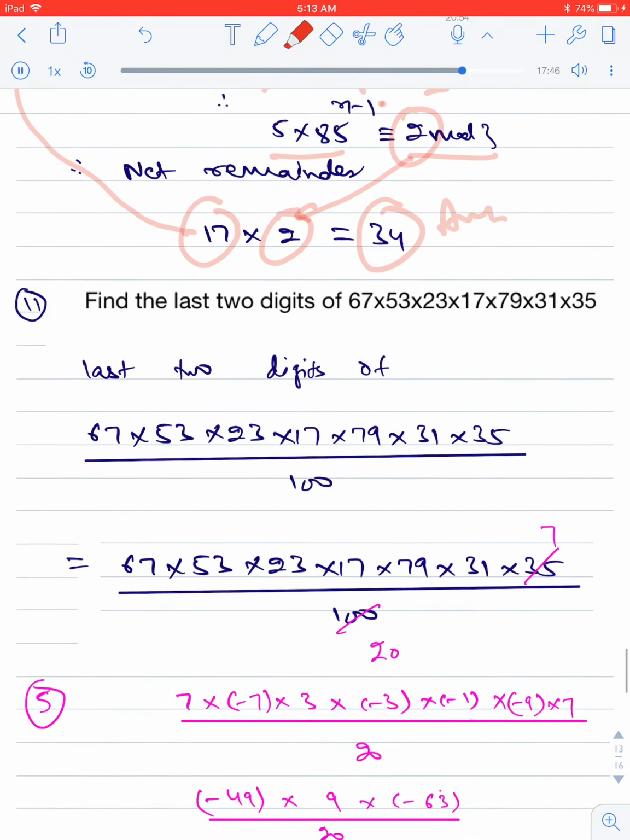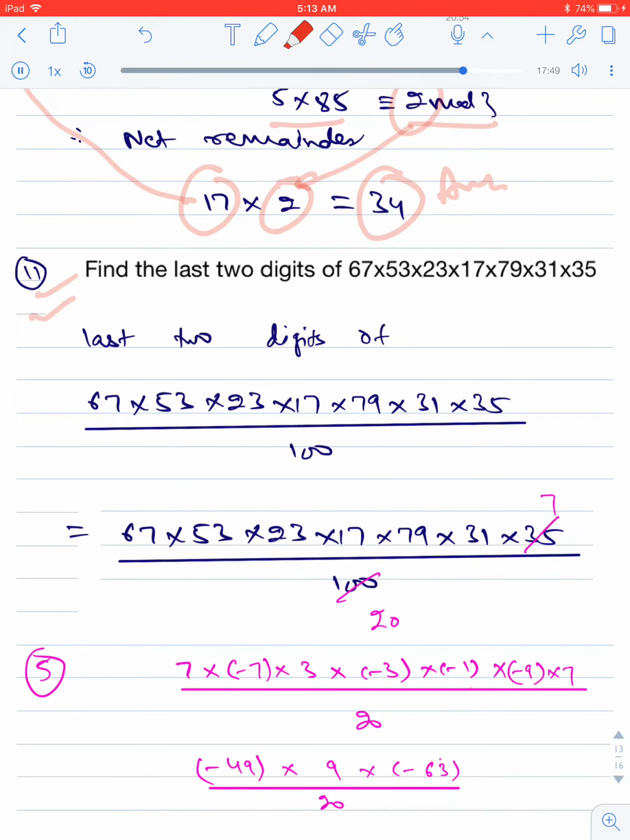Now we are getting two beautiful problems here. You have to find the last two digits of this number, 67 into 53 into 23 into 17 into 79 into 31 into 35. You are thinking how we will do this question. So last two digits means when we divide the number by 100. So we can write here 67 into 53 into 23 into 17 into 79 into 31 into 35 by 100.